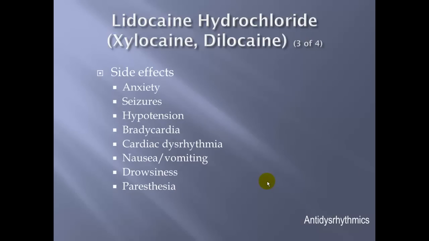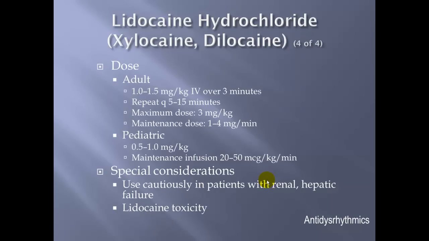Side effects: anxiety, seizures, hypotension, bradycardia, cardiac dysrhythmias, nausea, vomiting, drowsiness, paresthesia. Dose for the adult: 1 to 1.5 milligrams per kilogram. Repeat every 5 to 15 minutes for a maximum dose of 3 milligrams per kilogram. Maintenance dose is 1 to 4 milligrams per minute. Whenever we see things that are in milligrams per minute, how we figure that is going to be dose times drip factor divided by concentration strength. Standard concentration strength of lidocaine is going to be 4 milligrams per milliliter.